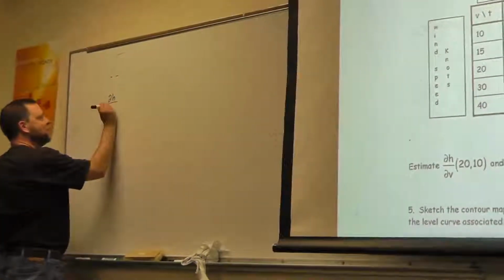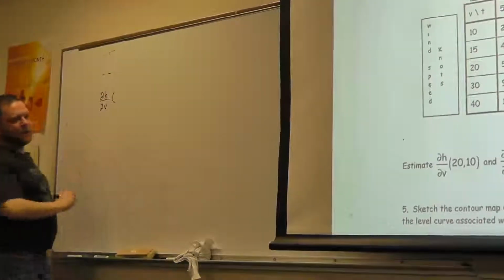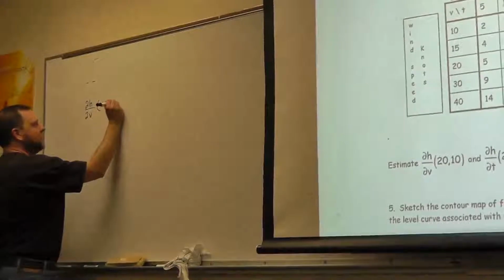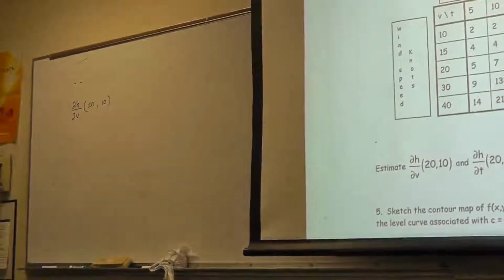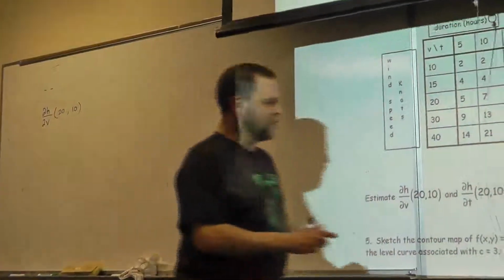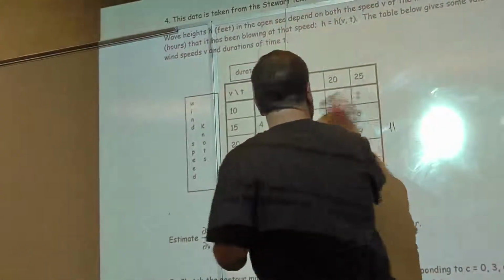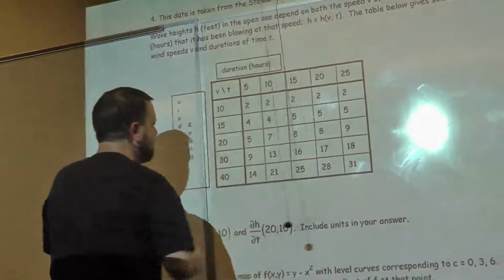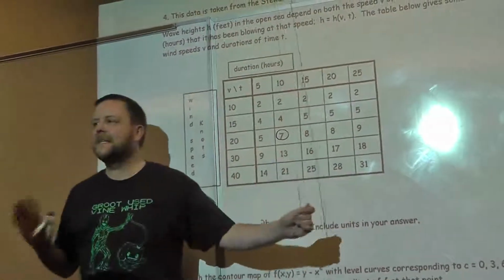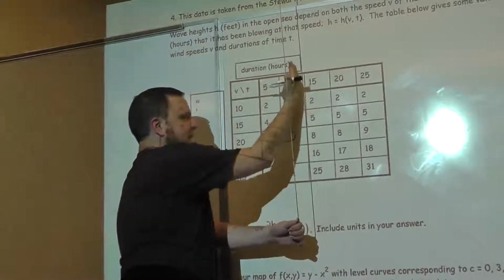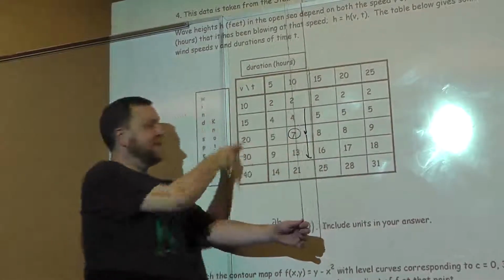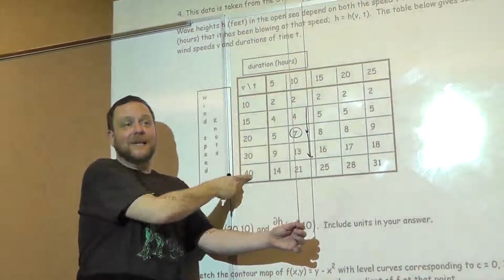Approximating the partial of h with respect to wind speed at the 20 knot, 10 hour moment. So coming into that instant, let me do this so I can actually drop everything on the board. Focusing on this point right here, we want to hold time constant. So keep time constant, and we want to figure out, as you're going in this direction, the reason I'm going in that direction is I want to measure increasing wind speed.